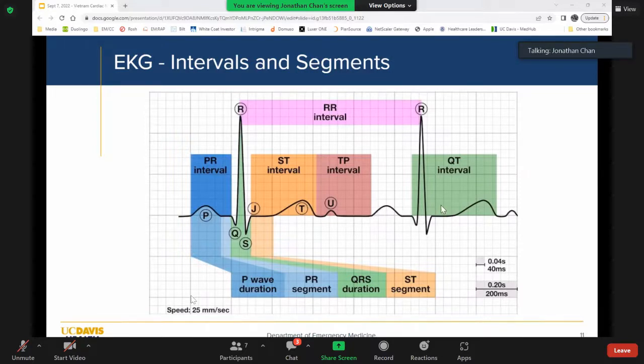The QTc is also very important. The QT interval starts from where the QRS complex starts, all the way to where the T wave ends. And a lot of medications we'll talk about are prolonging the QT interval, and this is what we're talking about there.